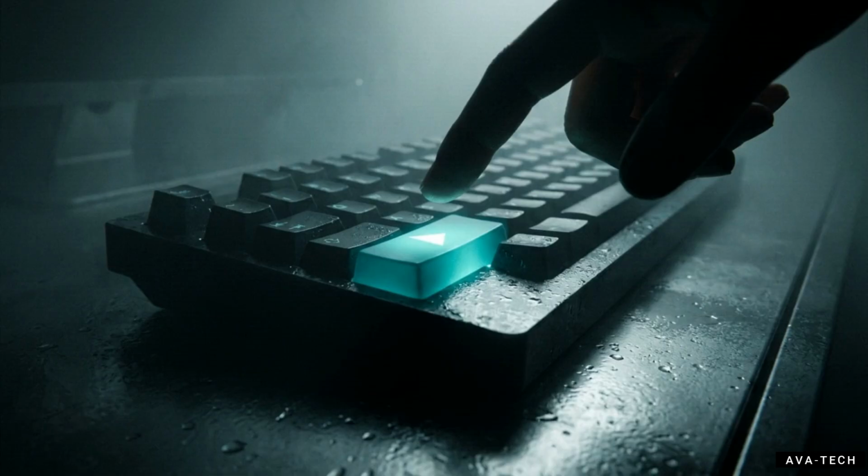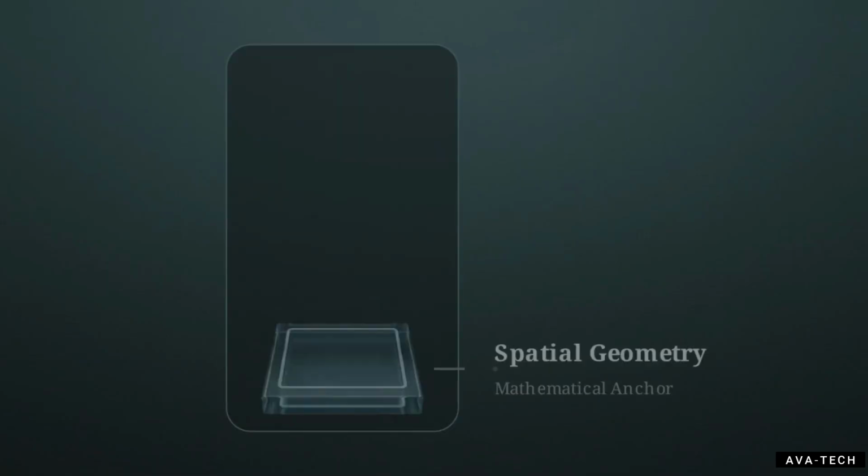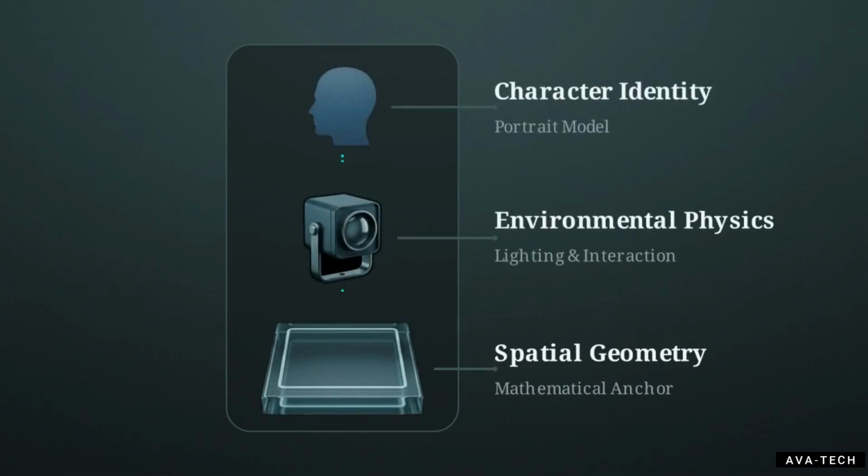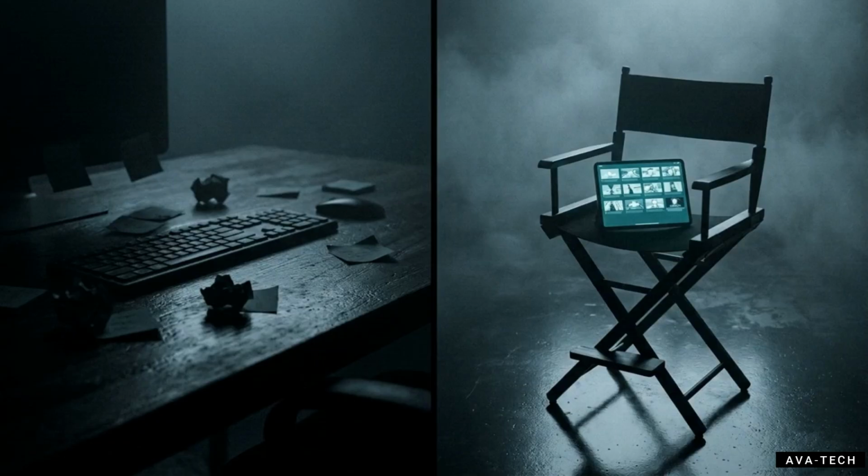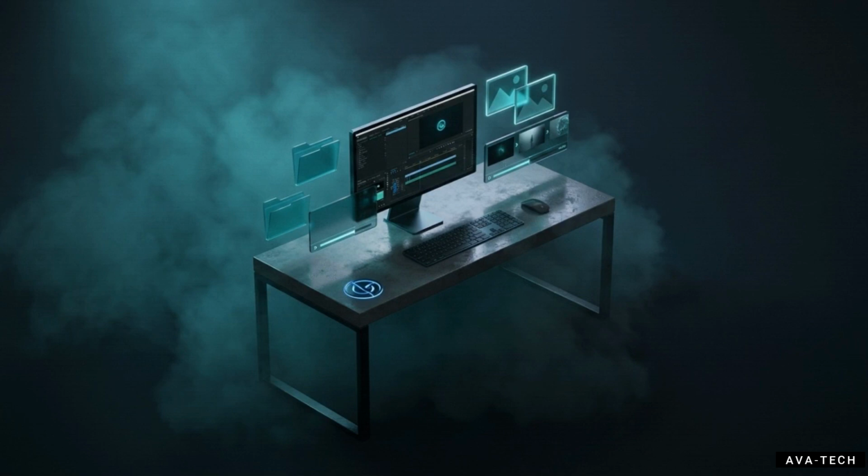Achieving this level of realism isn't the result of a single generate button. It requires a specific multi-layered pipeline where different AI tools handle different parts of the physics and the visuals. Understanding how these systems interact is what allows a creator to move from simply testing out prompts to actually directing a controlled production.